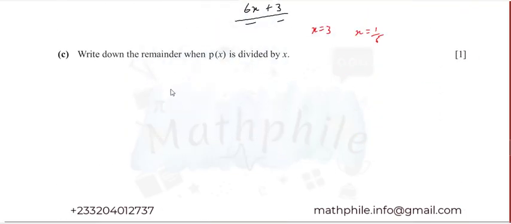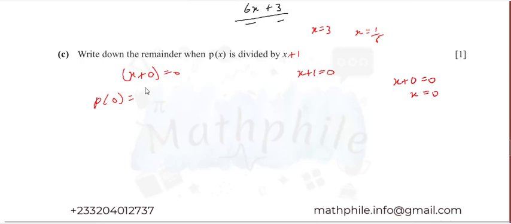Now finally, write down the remainder when p of x is divided by x. So this is the same as saying p of x is divided by x plus 0. So again, we equate this one to 0. We realize that x is equal to 0. So we write out the p of x, and we find p of 0. If I tell you to find the remainder when divided by x plus 1, you'd have said that x plus 1 equals 0. Then you solve for x. So this was just x. So I can say it's literally x plus 0 is equal to 0, where x is equal to 0.